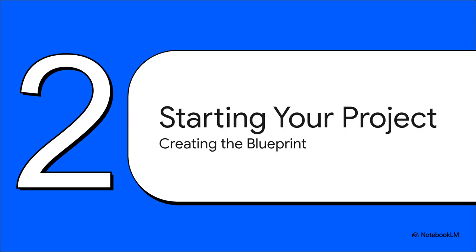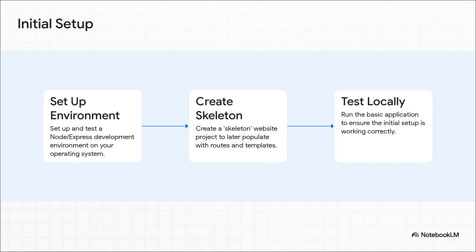All right, so now that we get the tools, let's see how a project actually starts to take shape. It's time to create the initial blueprint for our application. Every great construction project begins with a really solid plan. And in web development, that means first setting up your environment. Then you create what's called a skeleton project, which is really just the basic folders and files you're going to need. And then you run a quick test just to make sure that foundation is solid before you start building everything else on top of it.